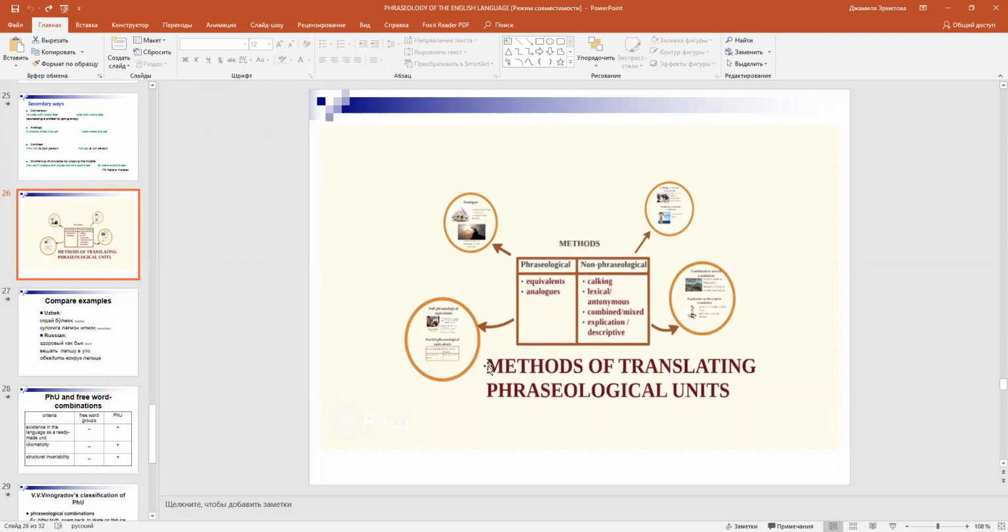The methods of translating phraseological units. It's very important to consider them according to their most colorful and expressive parts and their reflection in the nation's customs, facts, traditions of the past, history. Otherwise, if we don't know the traditions and customs of this or that nation, we cannot use it as a translation. We cannot do the correct translation.